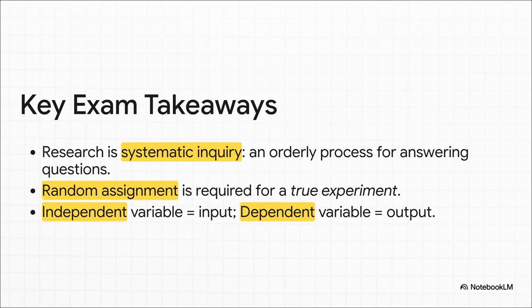First, remember that research isn't just random guessing, it's systematic inquiry, an orderly process for answering questions. Second, that magic ingredient, random assignment, is what makes an experiment a true experiment. And third, always remember your variables. Independent is the input you control, dependent is the output you measure. If you get those 3 things, you've got the heart of this chapter down.